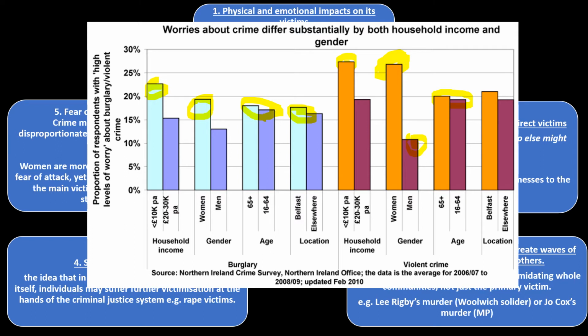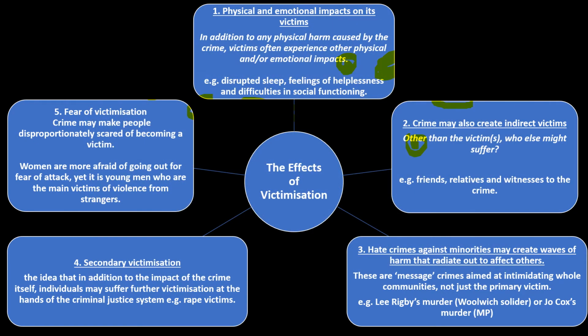So think back to realism. It's the working class who are the most likely to be victims, and they're the ones who fear crime. When we look at gender, women are more likely to fear crime because of the way society creates this notion that women are more likely to be victims, and that's going to come up in media later. So those can be significant ones to consider. Now, we also have this notion that crime can create indirect victims. Friends, relatives and witnesses of a crime will also suffer as a result.